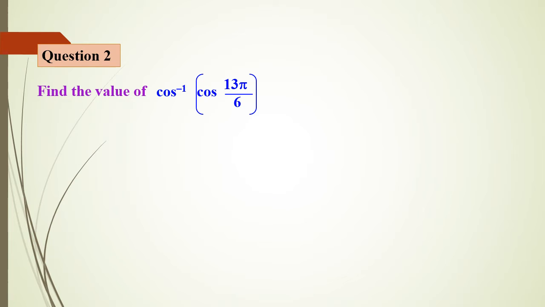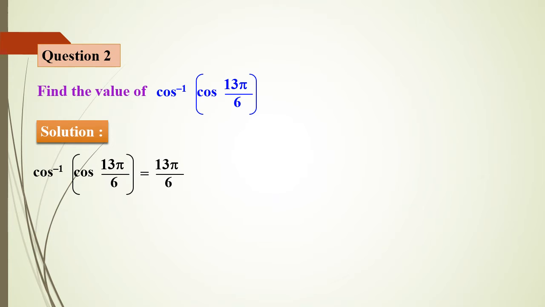Next question, find the value of cos inverse of cos 13 pi by 6. As you know very well, the range of the cos inverse trigonometric function is 0 to pi. Once cos inverse and cos cancel, just 13 pi by 6 will remain. It never comes under the range of the cos inverse function, that is 0 to pi. Therefore, how are we going to simplify this term then?